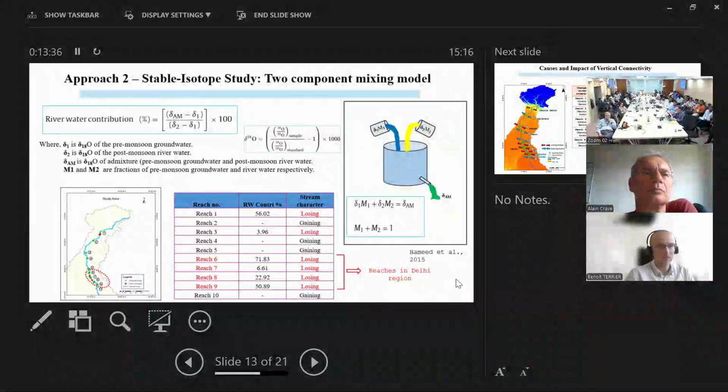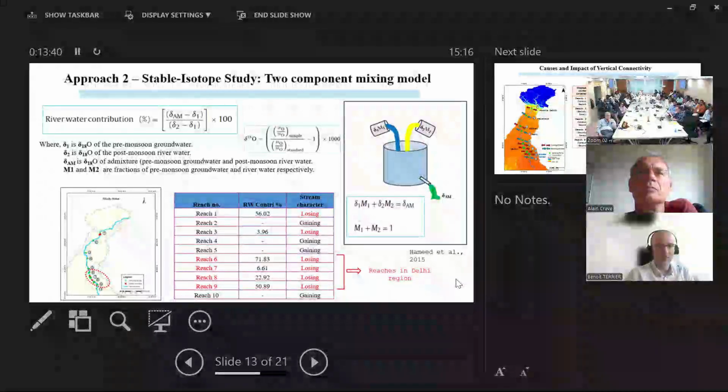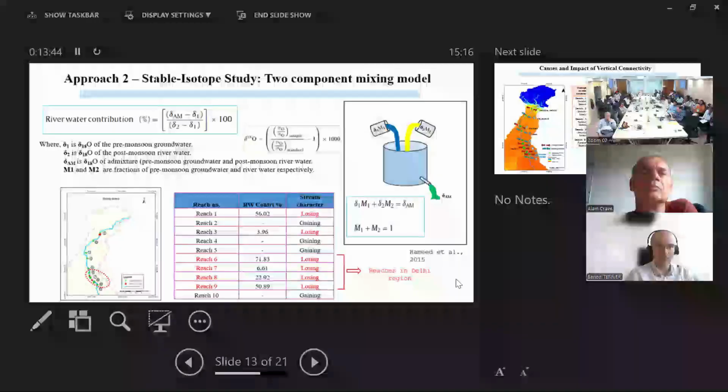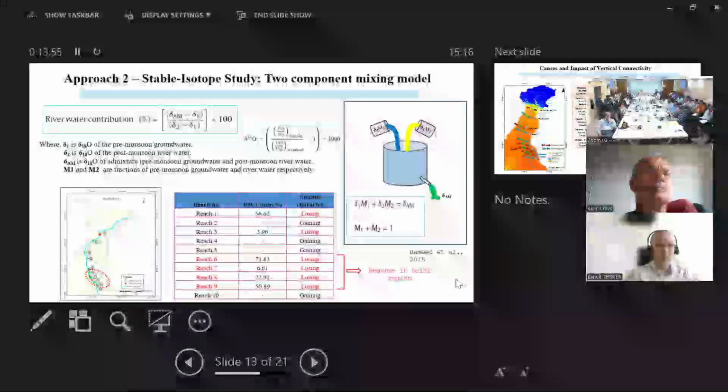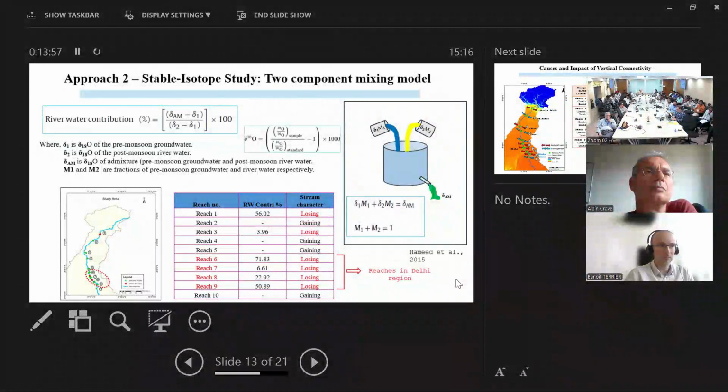So the river is showing a more or less consistent pattern from the mountain front, from the Hathnikund barrage, up to the Delhi region. But in the Delhi part, there is a significant amount of water loss. And then it again starts gaining in the downstream part. The variation is around 22 to around 70%.